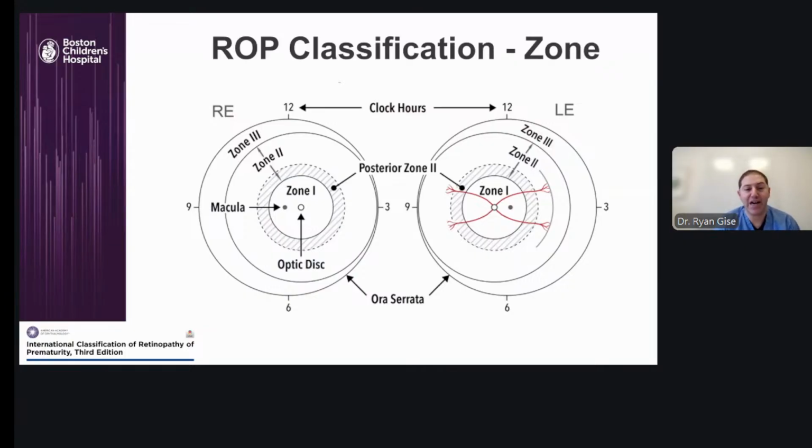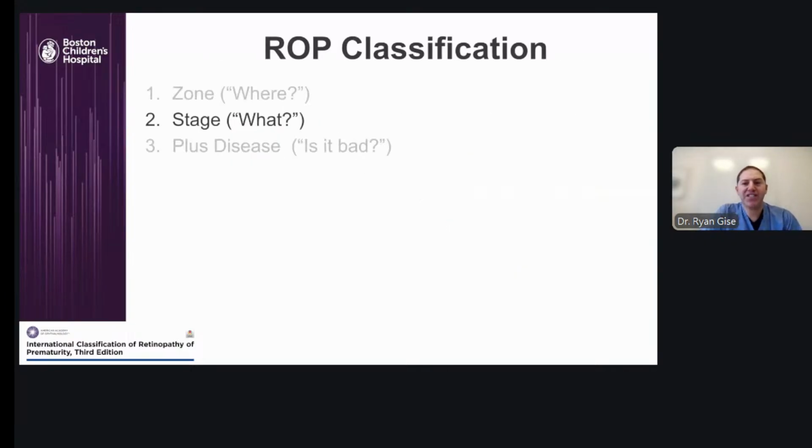And then you can see the clock hours, and you can see that zone 2 is basically finished at nasal vascularization. So when I'm looking for zone 2 versus zone 3, the first place that I look is nasally. And if the blood vessels are all the way to the ora nasally, then the child is usually in zone 3, although temporally, the nasal and temporal retinas don't have to vascularize at the same pace. So it may still be in zone 2 temporally, although usually they're pretty equal, and they kind of tell the story together. So then we have the stage.